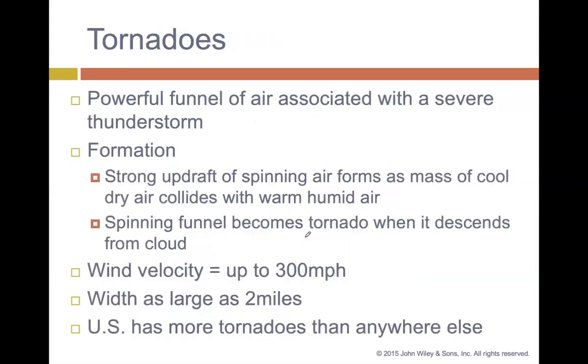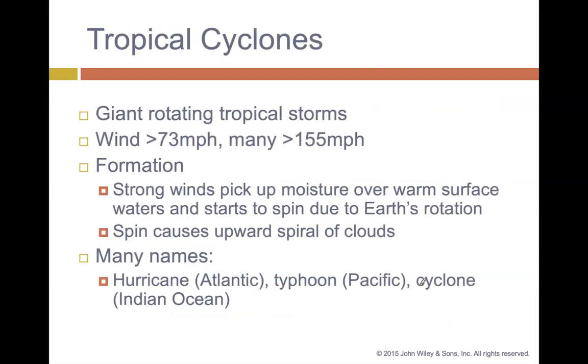Tornadoes are powerful funnels of air associated usually with a severe thunderstorm. They form when you have a strong updraft of spinning air, forming as a mass of cool, dry air collides with warm, humid air. The spinning funnel becomes a tornado when it descends from the cloud, and it can have a wind velocity up to 300 miles per hour and a width as large as 2 miles. And the United States has more tornadoes than anywhere else in the world.